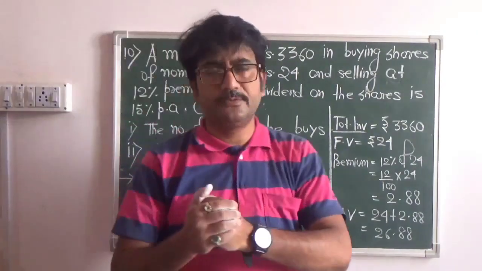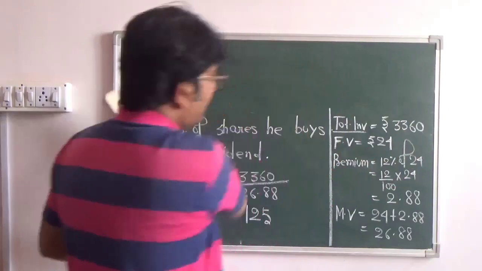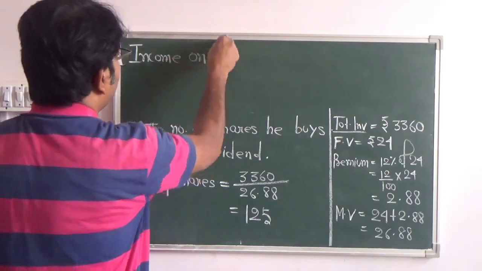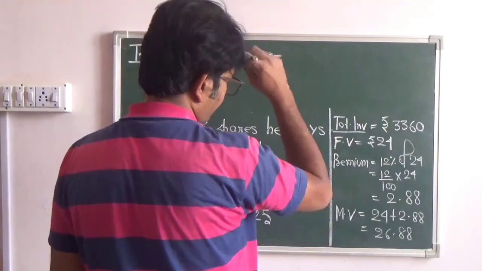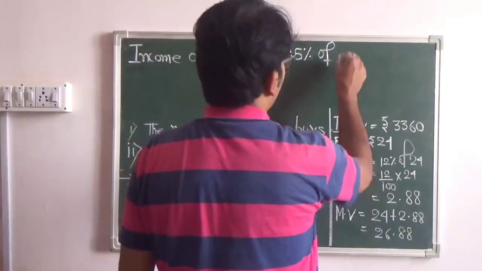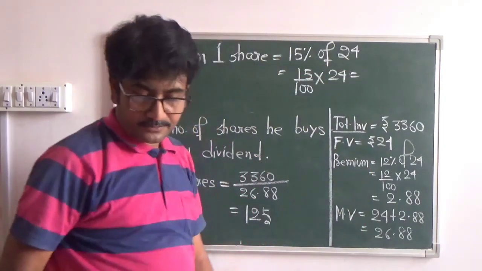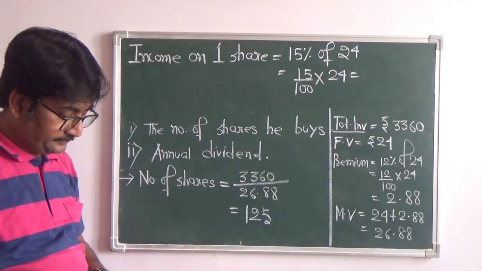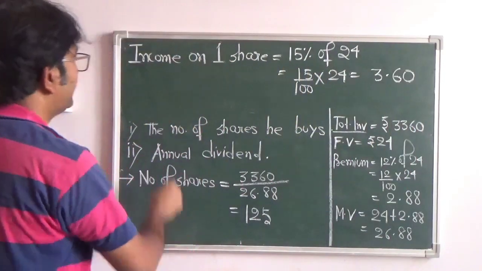Now annual dividend. So to find the annual dividend, we need to find the dividend on one share, then multiply it with the number of shares. Now income on one share is equals to dividend, which is 15% of the face value. Now what is the face value? 24. So it is 15 by 100 into 24, and that is equals to 3.60.